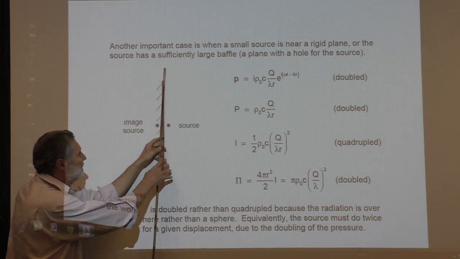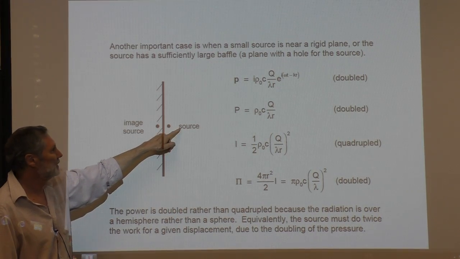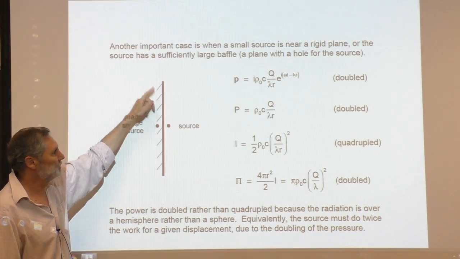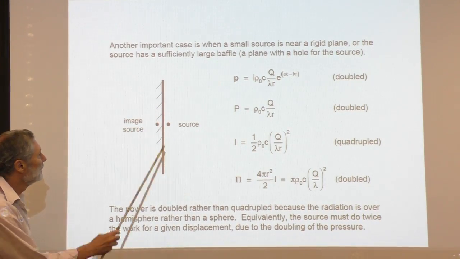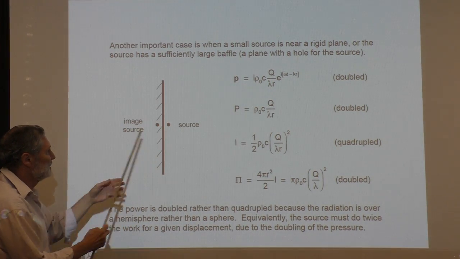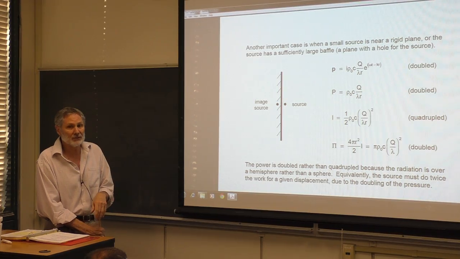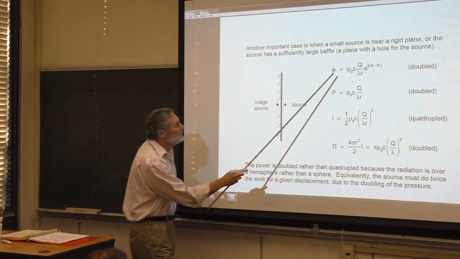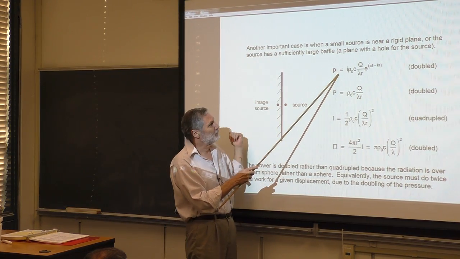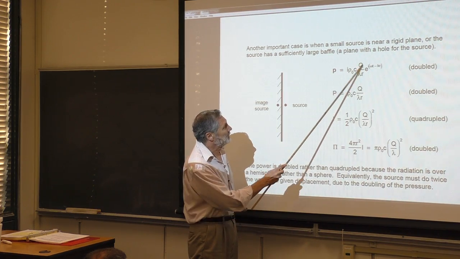We imagine removing the plane and just putting an image source here that's identical to this, in phase. That gives us the right boundary condition. And because this distance is small compared to the wavelength, it's as if these things are right on top of each other. You just get a doubling of the source strength. So here's the pressure. It's doubled from what we had before. Here's the pressure amplitude, which is just this part right here.